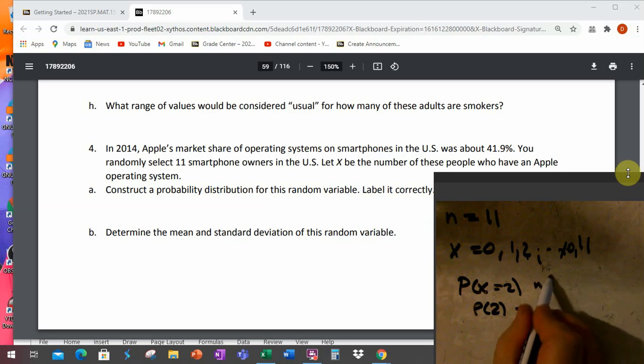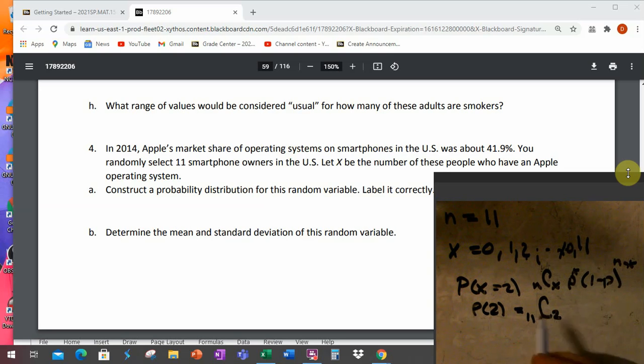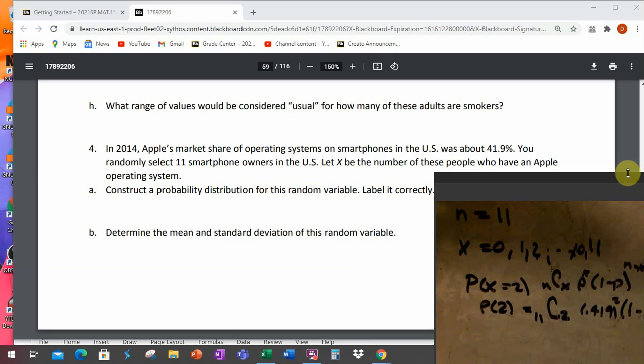You remember n choose X, P to the X, 1 minus P to the non-successes. This and this add up to be n. Out of the n, X successes, the rest of them are not. So 11 choose 2, 0.419, that was our P, squared, times 1 minus 0.419, and then this would be 11 minus 2, so this exponent would be 9. Okay, so that's how we would do it by hand, but we would certainly go through and do the binom.